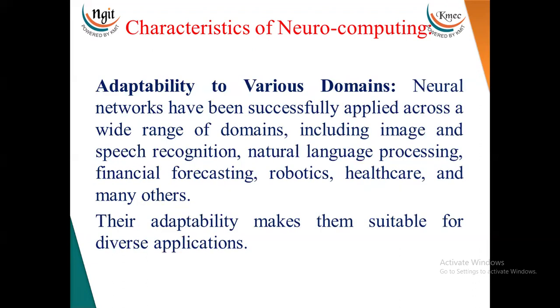Next one is adaptability to various domains. We can work in multiple domains. As I said, the input pattern may not be the same because it is non-linear, right? The input may be an image, a speech, natural language, forecasting, or healthcare, whatever it may be. The neural network will not say that I'll only work with healthcare, or only with robotics, or only with education data sets. So it has to work on various domains.